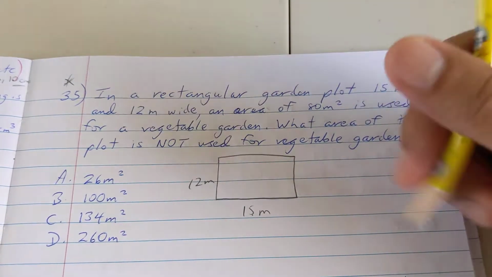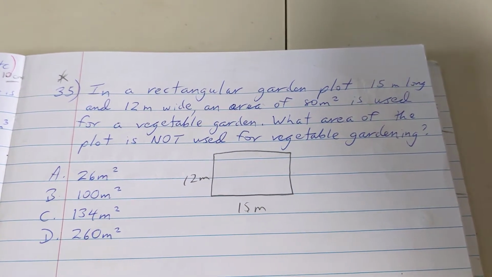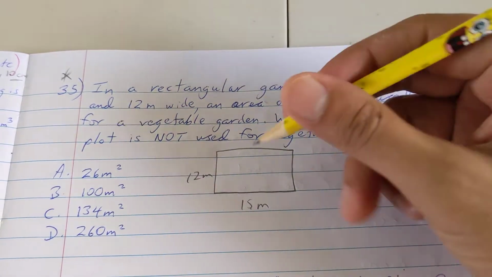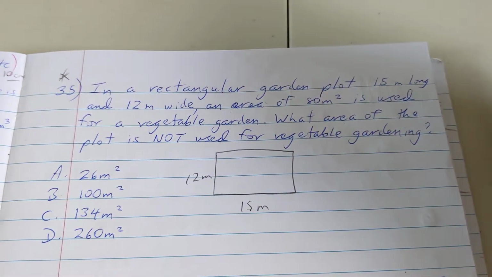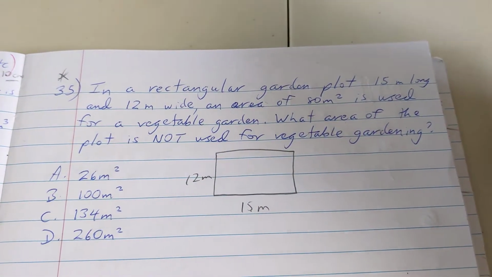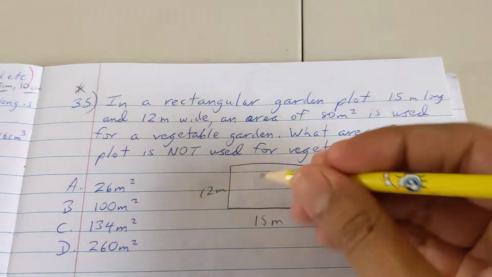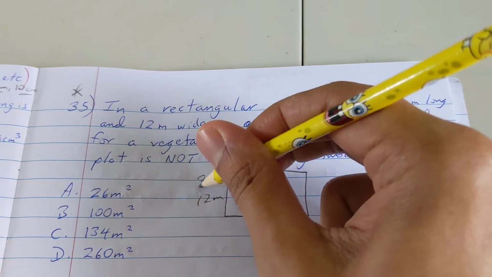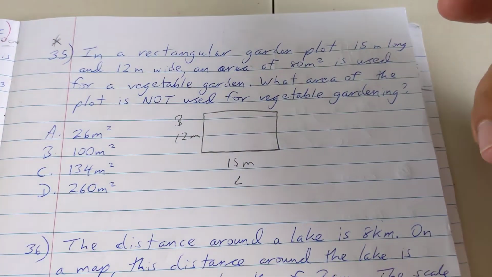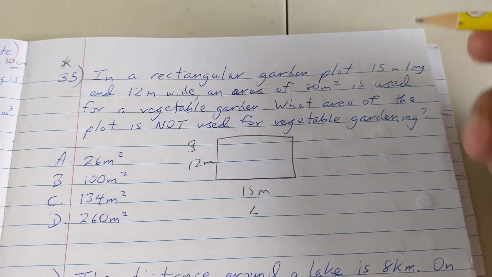And they say in this rectangular garden plot, 80 square meters is used for a vegetable garden. So 80 square meters of this plot is used for a vegetable garden. What area of the plot is not used for a vegetable garden? So let me find out the area of the plot first, because out of the entire plot they're going to use 80 for the vegetable garden.